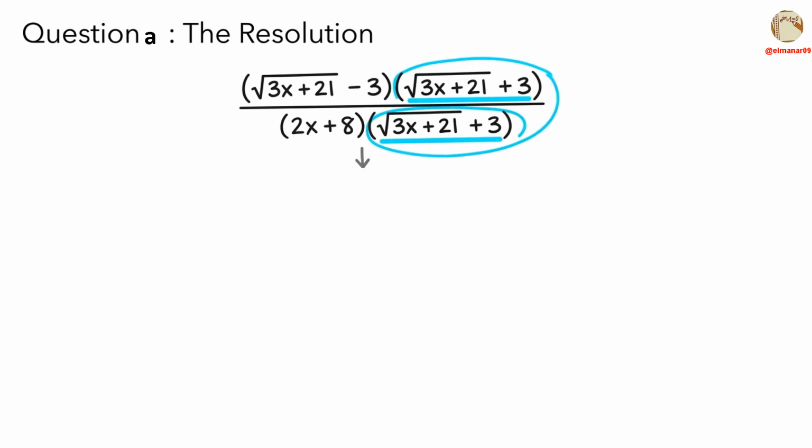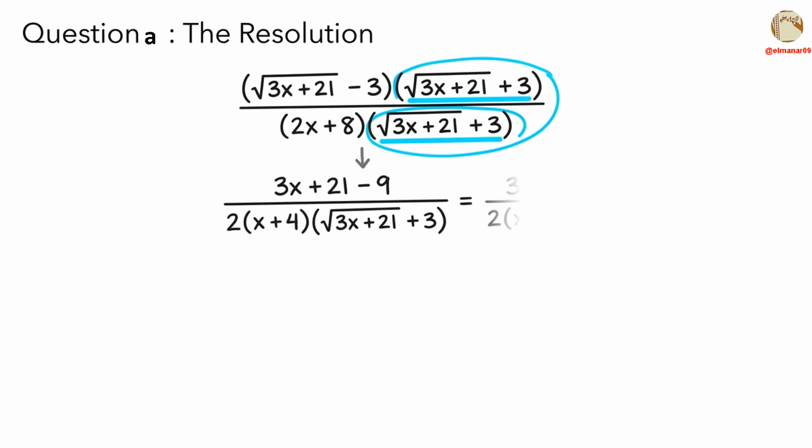Now, let's move to the resolution. Follow these steps carefully, and you'll see the magic happen. Step 1. Multiply by the conjugate. We multiply both the top and bottom by square root of 3x plus 21 plus 3. Notice how the numerator follows the a minus b, a plus b pattern.